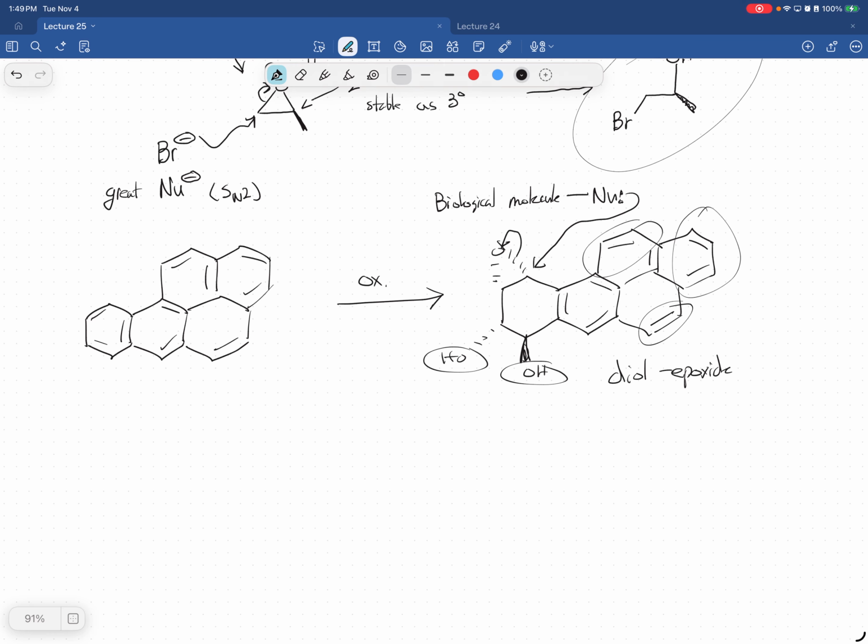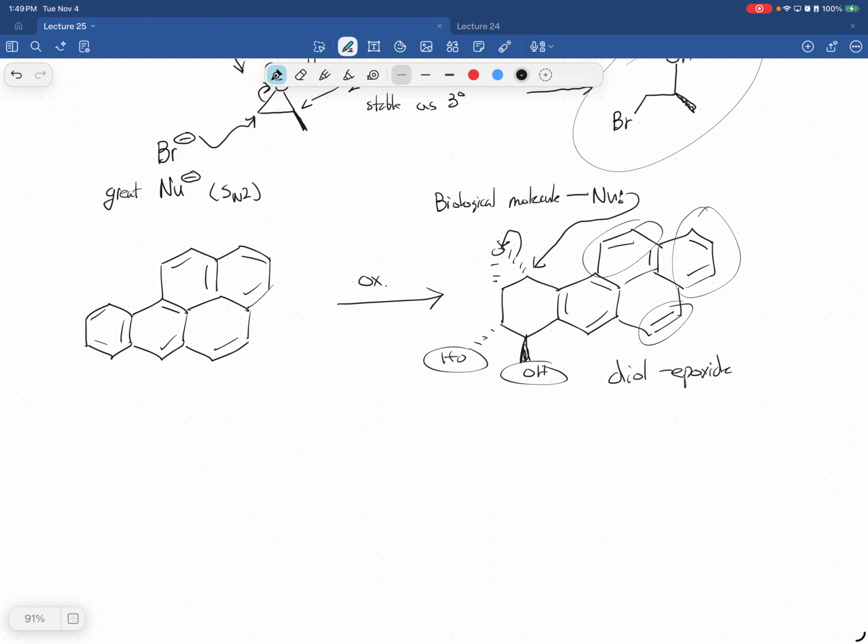All right, so we burn this, it's in the air. If you burn gasoline, you can get some of these. These are particularly toxic. So that's why they're trying to ban them. All right, so that's our biological look into why epoxides are important, okay?